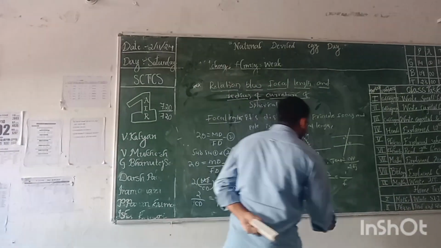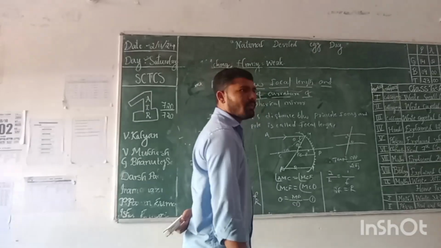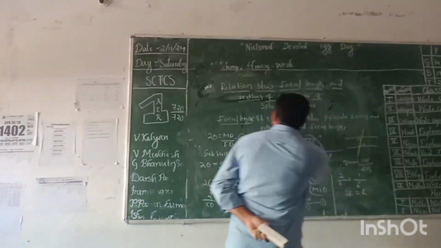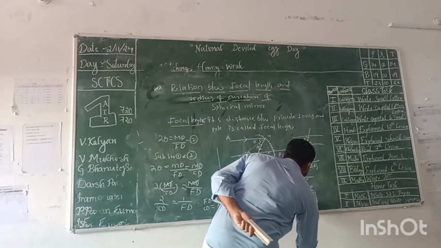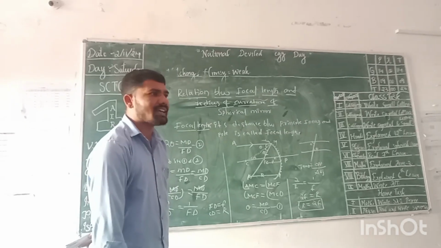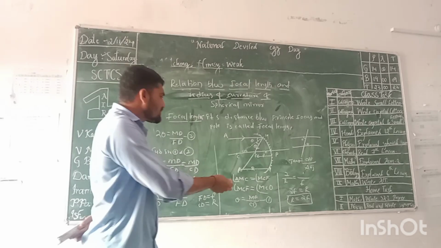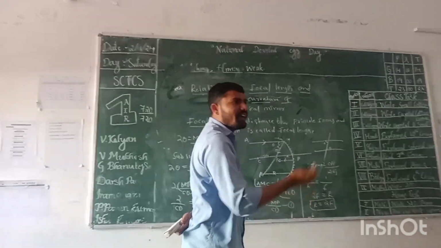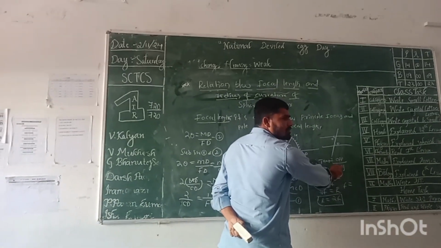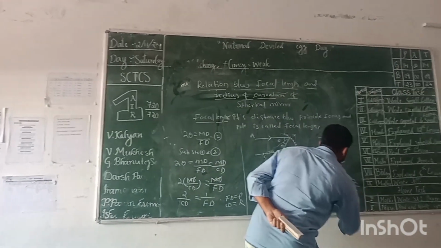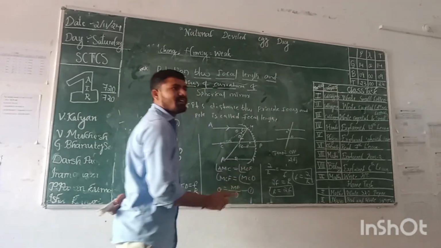Cross multiplication gives 2F is equal to R. So the relation between the radius and focal length is R is equal to 2F. The radius formula is R equals 2F, and the focal length is F equals R by 2, so F is proportional to R.